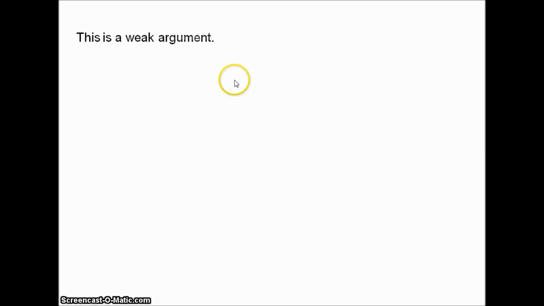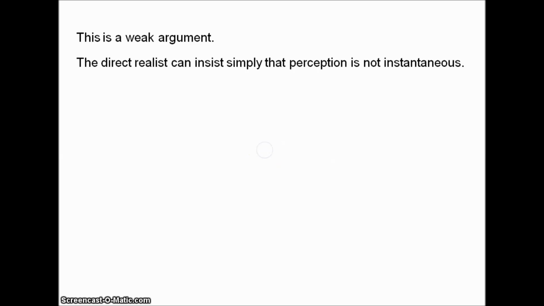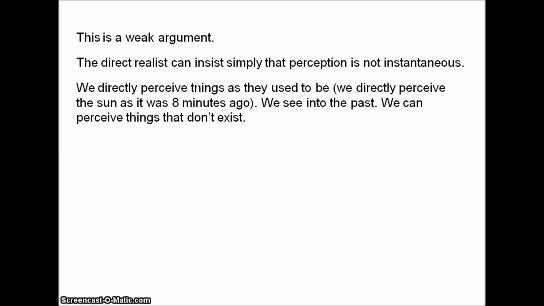This is a fairly weak argument in my opinion. The direct realist can insist simply that perception is not instantaneous. So we directly perceive things as they used to be. In the case of the sun, we directly perceive it as it was 8 minutes ago. We see into the past. We can perceive things that don't exist.